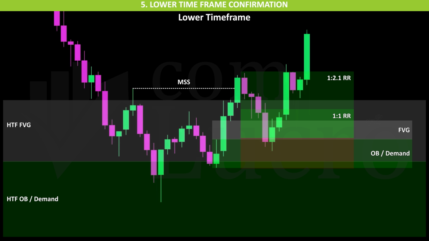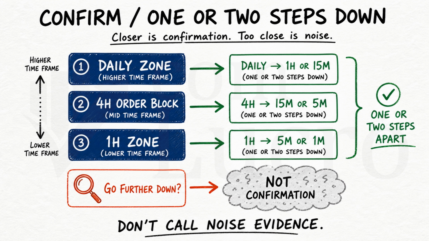Strong rejection candles, a liquidity sweep inside the zone, or a fresh fair value gap forming off it all count as additional reasons for the higher time frame zone to work. Keep the time frames 1 or 2 steps apart. A 4-hour order block confirms well on the 15 or the 5 minute. A 1-hour zone confirms on the 5 or the 1 minute. A daily zone confirms on the hourly or the 15. Go further down than that and you're not confirming anything. You're staring at noise and calling it evidence.